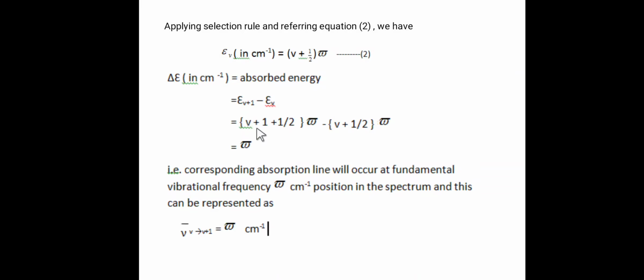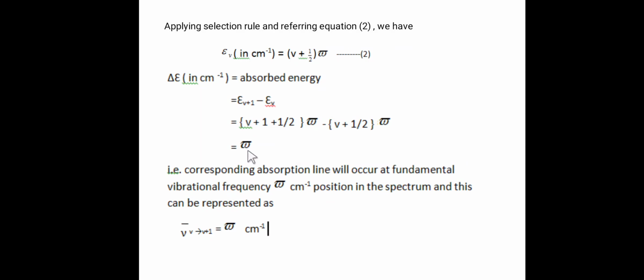Instead of V, substitute V plus 1. So, V plus 1 plus 1/2 omega bar, minus V plus 1/2 omega bar, because we have considered the general transition, that is V to V plus 1. So, the plus V and the minus V will cancel. Then 1 plus 1/2 is 3/2. So, 3/2 omega bar minus 1/2 omega bar is omega bar. So, this is the general transition.